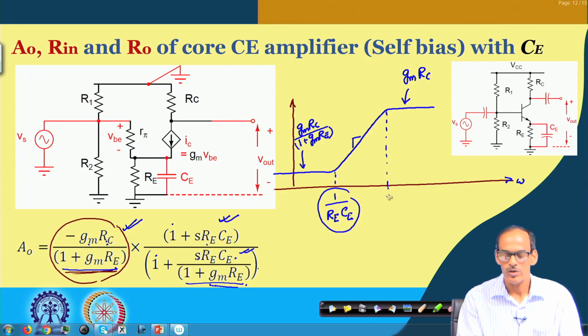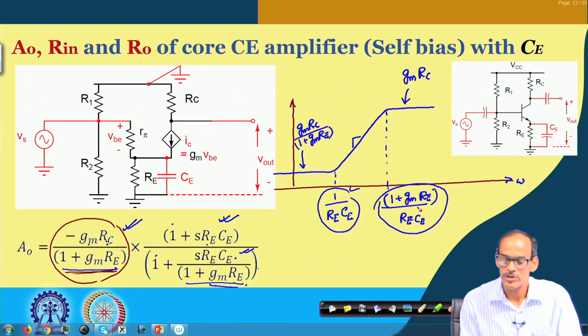And the location of the pole here, which is 1 by, I should not say 1, let me write this rather: 1 plus g_m into R_e, divided by R_e into C_e. So if you see this expression and this expression, they are differing by this factor 1 plus g_m into R_e.